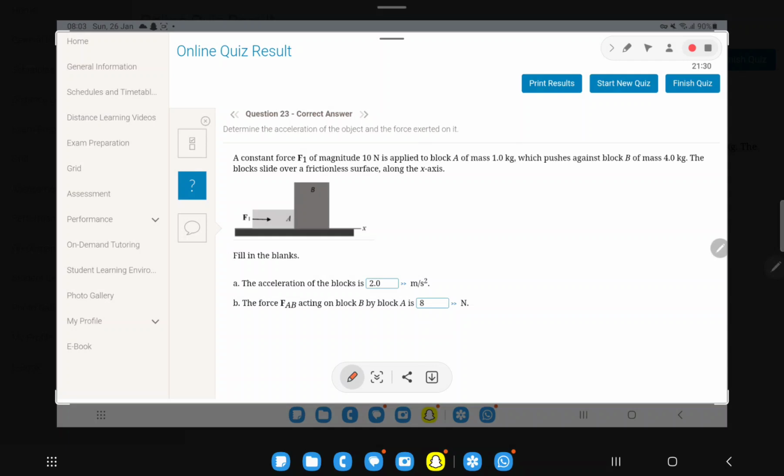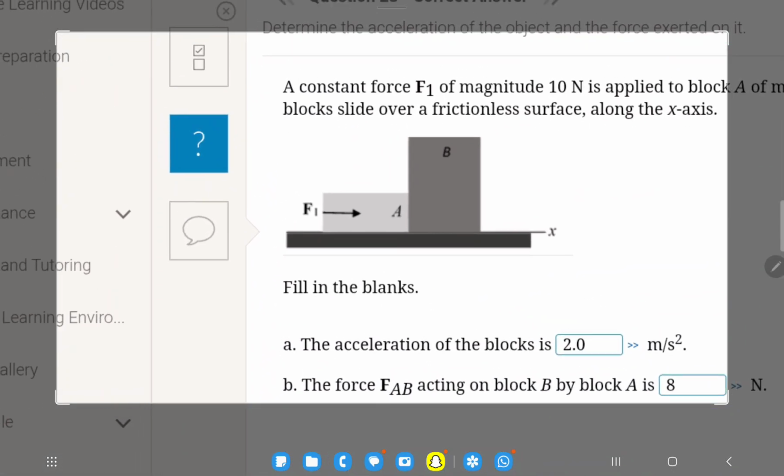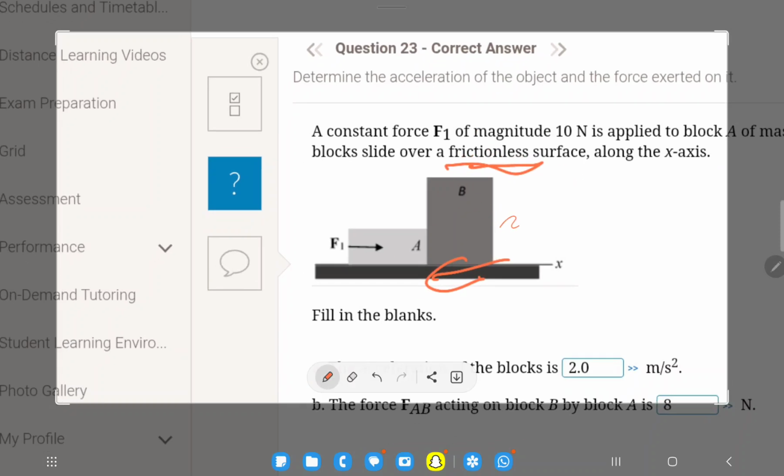A constant force F1 of magnitude 10 newtons is applied to block A of mass 1.0 kilograms, which pushes against block B of mass 4.0 kilograms. The block slides over a frictionless surface. Because it's frictionless, there is no other force acting on it, so we just use F.